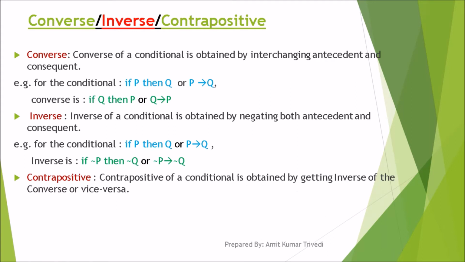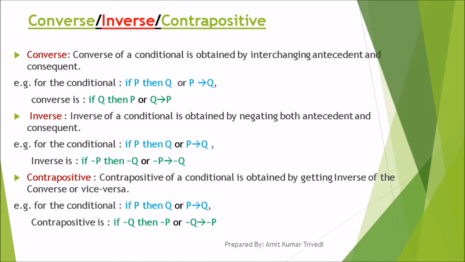Now the third one is contrapositive. The contrapositive of a conditional is obtained by getting the inverse of the converse or vice versa. In both ways you will get the same answer. First you find the converse of that conditional, then after getting its inverse you get the contrapositive. In this example, with the same conditional if P then Q, the contrapositive will be if not Q then not P, or not Q implies not P. It is just the converse of the inverse, or in other terms the inverse of the converse.